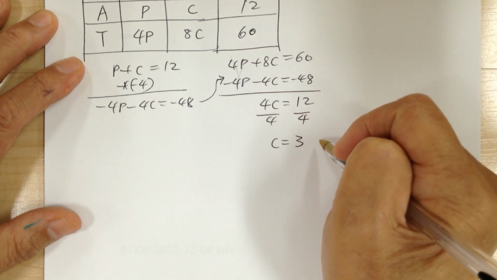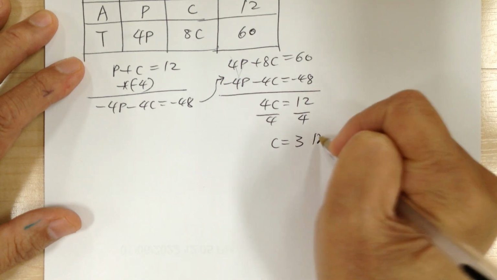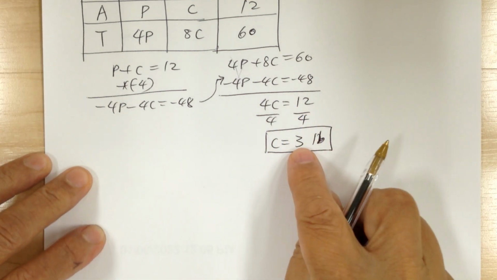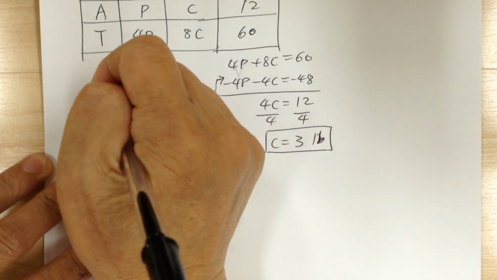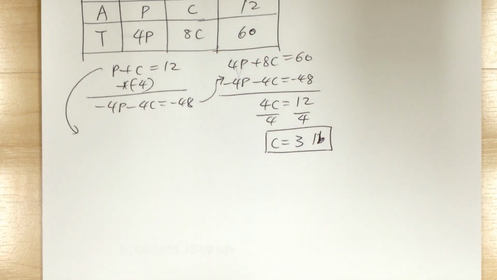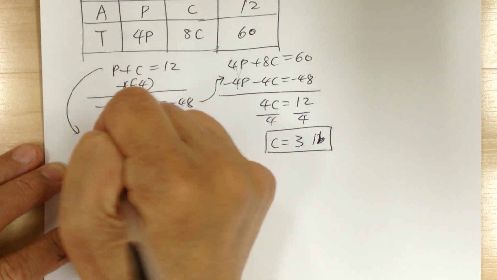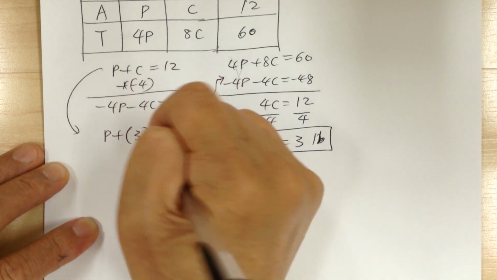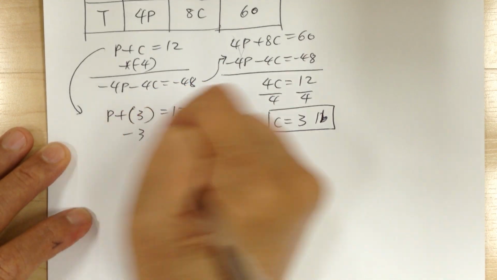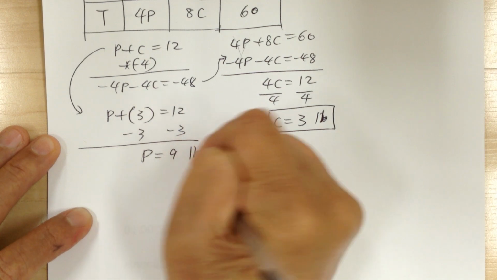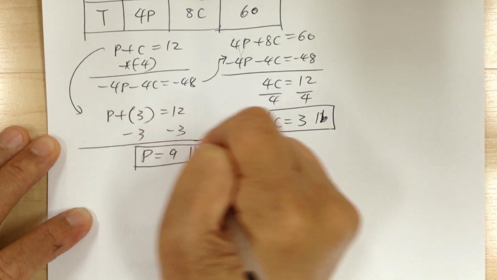Okay. Then after that, once I found cashew equal to 3 pounds, then use any equation. So this is the easiest equation. I'm going to use this one to solve for peanuts. So P plus C equal to 12, so P plus 3. Right, again, whatever you substitute, put in parentheses. Then you minus 3 on both sides. So I got P equal to 9 pounds. Okay.